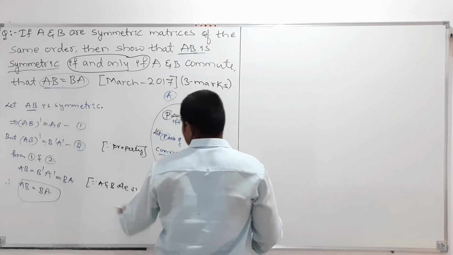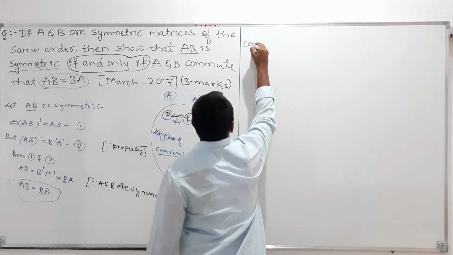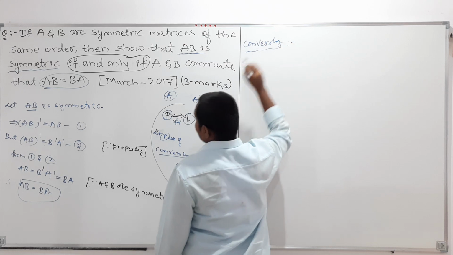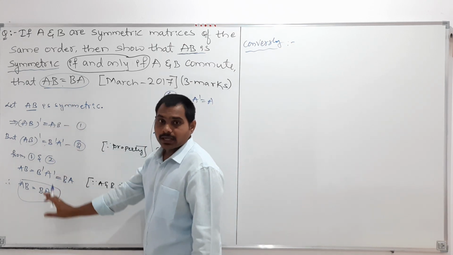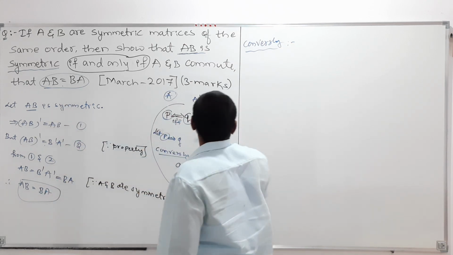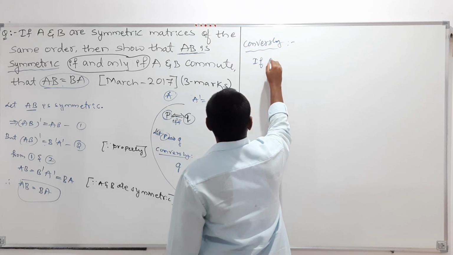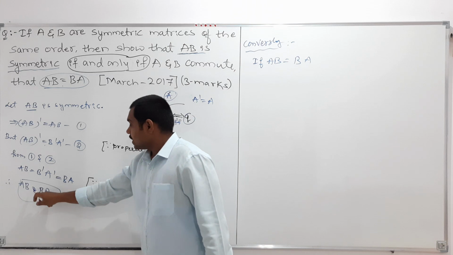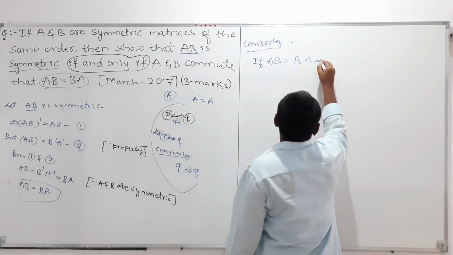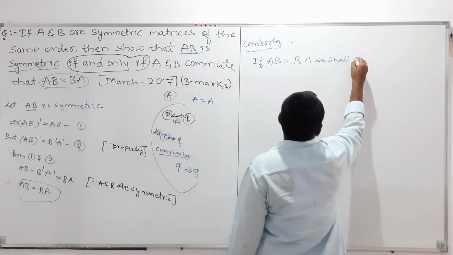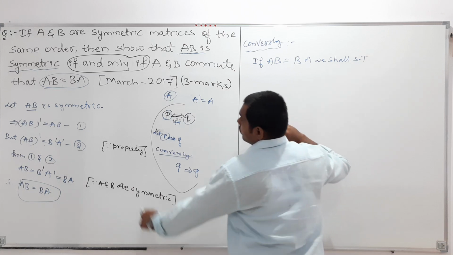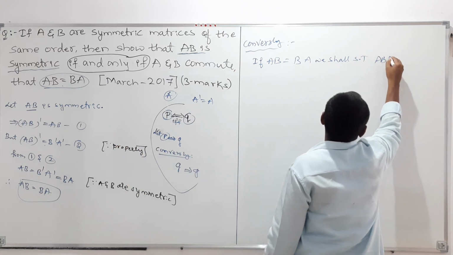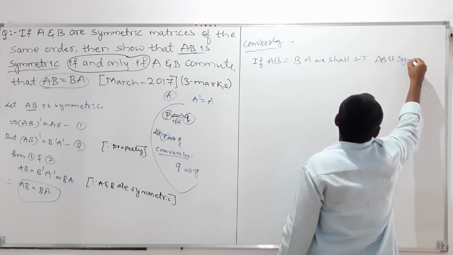Clear? So now my dear students, conversely, next I will take the converse. First I am proving now the reverse. So first I will take if AB is equal to BA. If AB is equal to BA, then we should show that our AB is symmetric.